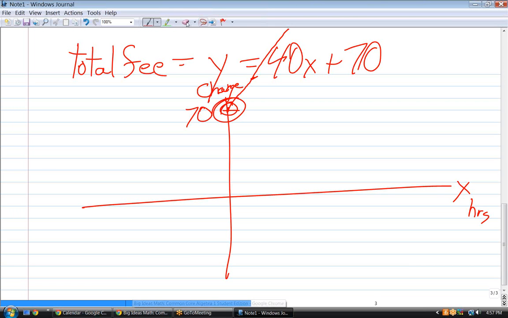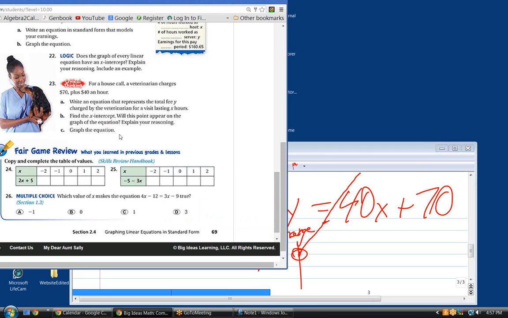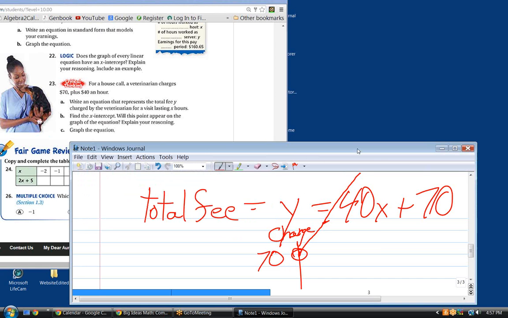Actually, that's a good question. You know what? I'll bet you, based on this problem, that should be an open circle right there. Not a closed circle. Because if he didn't work at all, I don't know that he would charge you $70. He might have to put in at least a minute to charge you that 70. But I don't know. That's strictly hypothetical there. And graph the equation, which we did.